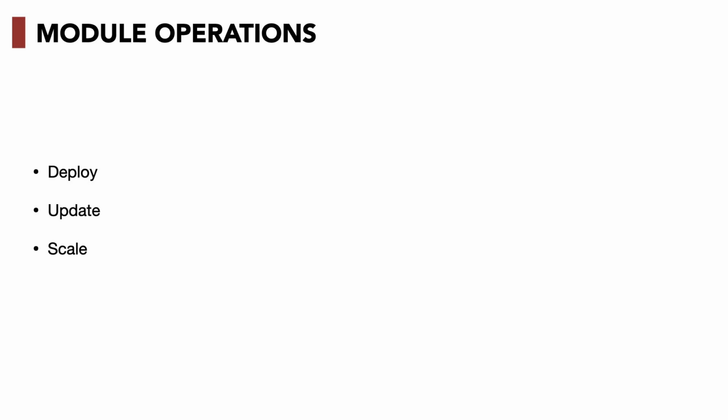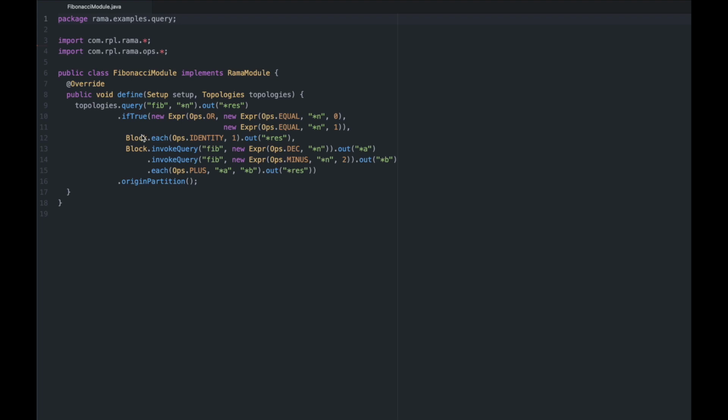There are 3 operations that Rama implements for deployment: deploying a new module, updating an existing module to change or add functionality, and scaling an existing module either up or down. Each of these is just a one-liner at the terminal. Let's take a look at an example.